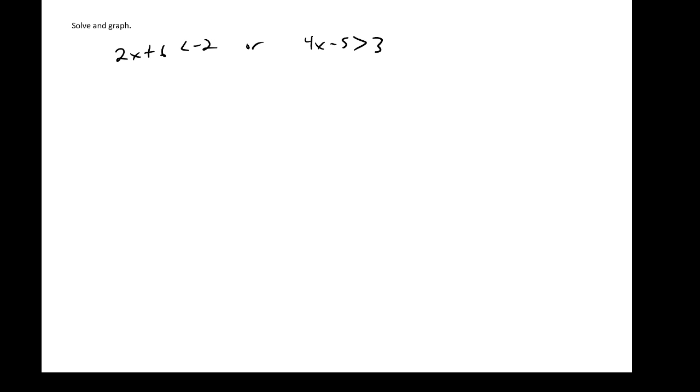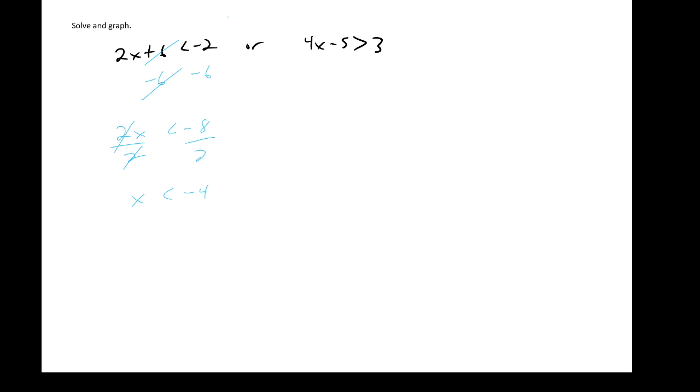What's great is when it's already separated as the disjunction, we don't have to rewrite the problem or do that split like we had to do before. So we can actually just start operating right here. Subtract 6 from both sides, so I have 2x < -8. Divide by 2 on both sides, and I'm going to have x < -4.